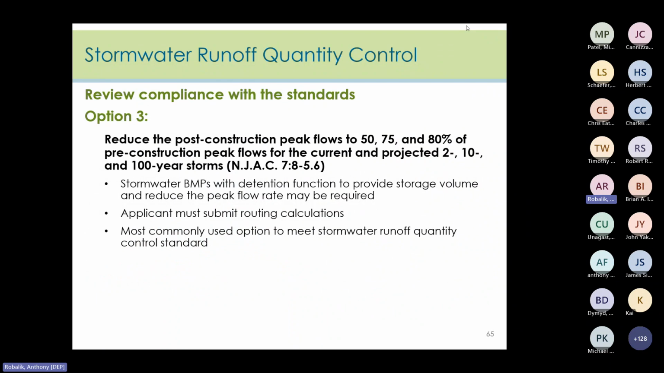We're not going to cover option 2 here since that was previously covered, and we're going to skip on over to option 3. Option 3 is the most commonly used, although that does not mean that errors do not occur in its use. Option 3 requires reduction of the post-construction peak flow rates to 50, 75, and 80% of the pre-construction peak flow rates. That's for the current and projected 2, 10 and 100-year design storms, respectively.